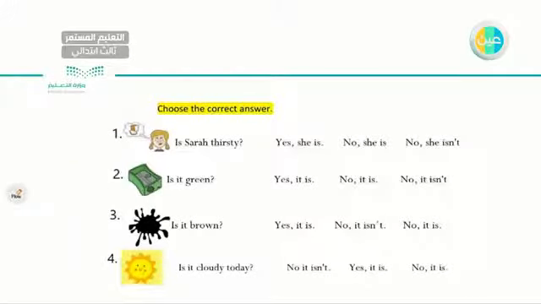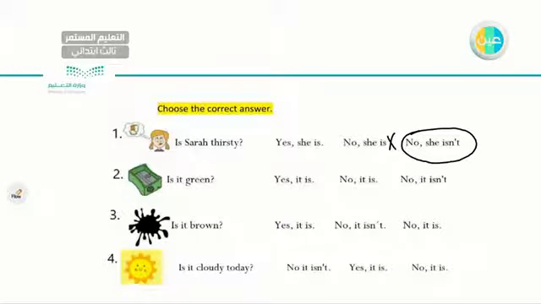For this one, choose the correct answer. I have 4 questions. Number 1, is Sarah thirsty? Does she need water or a drink? Based on what she has in mind, she has like a toast in mind. So is Sarah thirsty? Yes, she is. No, she isn't. What do you think? I need the perfect, complete answer. No, she isn't, because as you can see, something is missing here. Okay? No, she isn't. Very good.